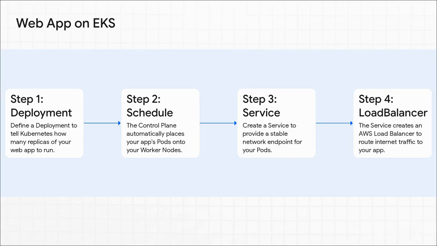But here's the catch. Those pods can be deleted and recreated anytime, so their IP addresses aren't stable. To fix that, you create a service. Think of it as a permanent address for your app. And now for the magic part. Because you're on AWS, EKS sees that this service needs to be reachable from the outside world, and it automatically creates an AWS load balancer for you to route traffic right to your app.